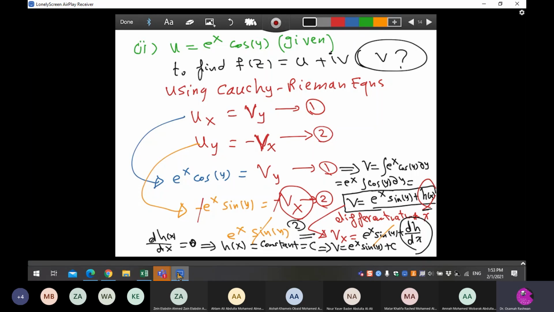Now what is my answer? I'm looking for f of z. I was given u, e to the x cosine y, plus i times v. I got v myself, which was e to the x sine y plus c. This is the analytic function he's looking for. Easy?